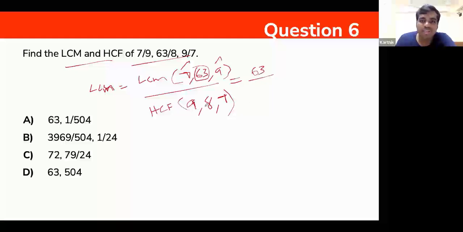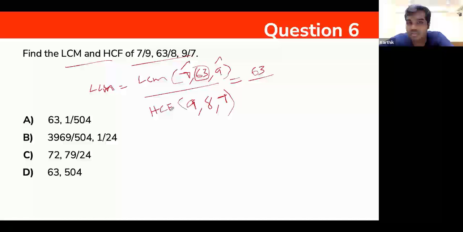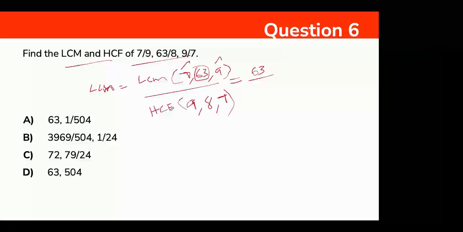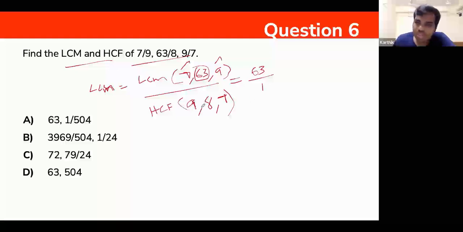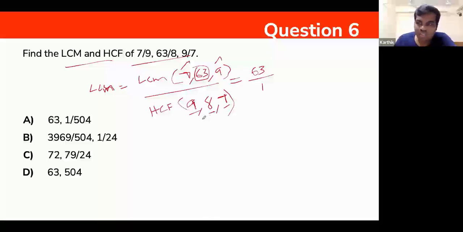What is the HCF of 9, 8 and 7? Are you guys there? 1. That's it. Good. See, 1 is the common number that will divide, because 9, 8 and 7 will not come together in any other table other than 1. Correct? So the HCF of the denominators is 1.